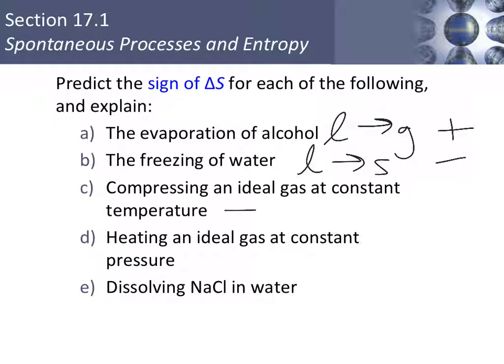Heating a gas at constant pressure, particles move faster, we should see more disorder, and increasing the volume when we heat a gas at constant pressure means more possibilities for disorder as well. So that one should be positive. And dissolving sodium chloride in water, sodium chloride will dissociate or break apart into ions when it dissolves in water. That creates more disorder, and that should be a positive entropy change.